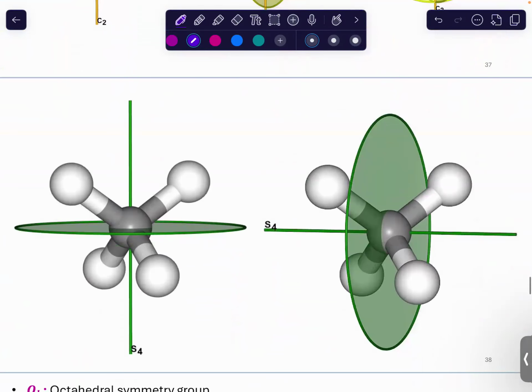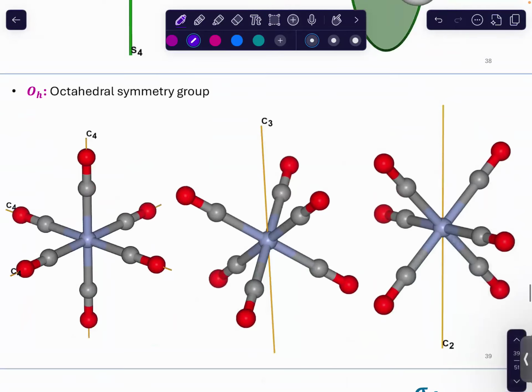And then there's your S4 plane, your S4 rotation. It gets worse though. The octahedral symmetry group. This one I'll bring up on Otterbein so we can look at it piece by piece. You have C4s, C3s, C2s. So let's think about that.